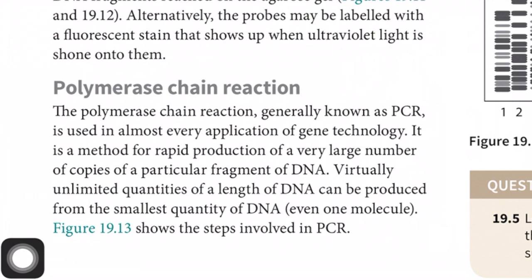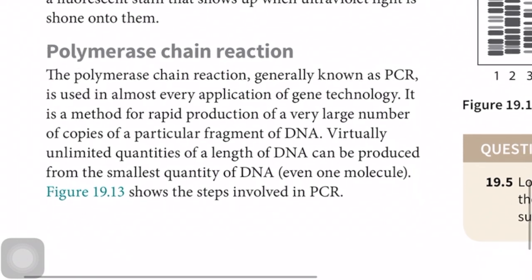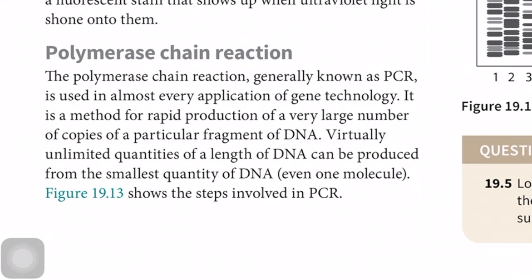Okay, so now let us learn about polymerase chain reaction. It is basically a process by which from a single DNA or a small number of DNA we can make, well, theoretically unlimited number of DNAs. Let us see how it works. The polymerase chain reaction, generally known as PCR, is used in almost every application of gene technology. It is a method for rapid production of a very large number of copies of a particular fragment of DNA. Virtually unlimited quantities of a length of DNA can be produced from the smallest quantity of DNA, even one molecule. Figure 19.13 shows the steps involved in PCR.